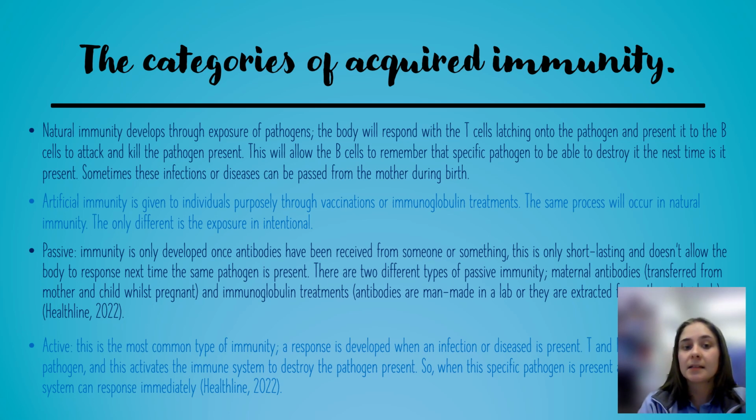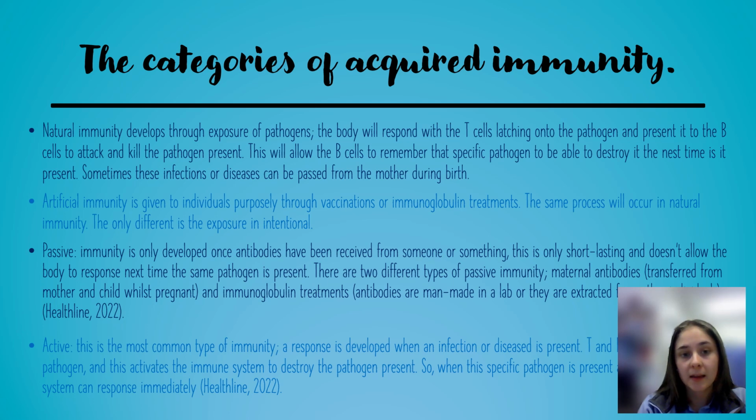Passive immunity is only developed once antibodies have been received from someone or something else, and this is only short-lasting and doesn't allow the body to respond the same next time the same pathogen is present. There are 2 different types of passive immunity: maternal antibodies, which can be transferred from mother to child, and immunoglobulin treatments. Antibodies are man-made in a lab or they are extracted from other individuals.